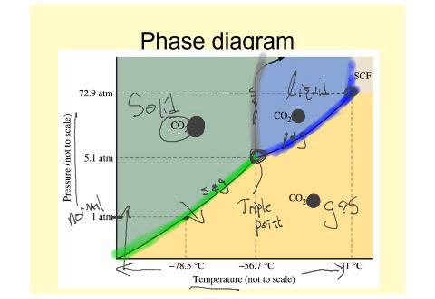Over here, we have what's called a critical point. And that's the point where if it gets any hotter than the critical point, it must be gaseous. I know it's hard to read, but that word's gaseous. So anytime you're hotter than the critical point, you must be a gas.